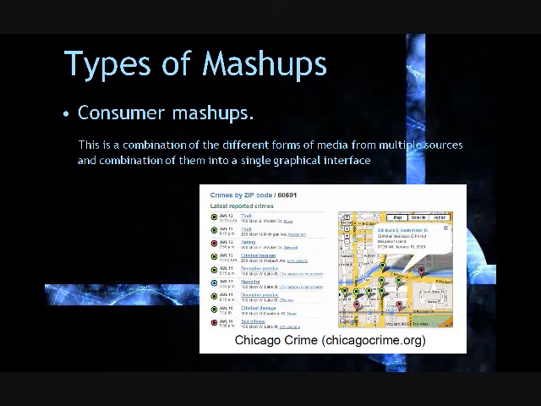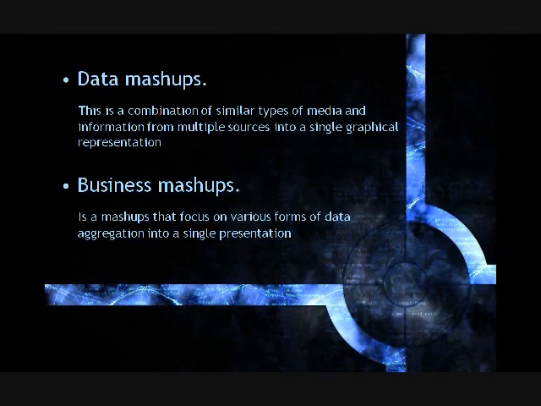The second mashup is data mashups. This is a combination of similar types of media and information from multiple sources into a single graphical representation. The third mashup is business mashups. It is a mashup that focuses on various forms of data aggregation into a single presentation.